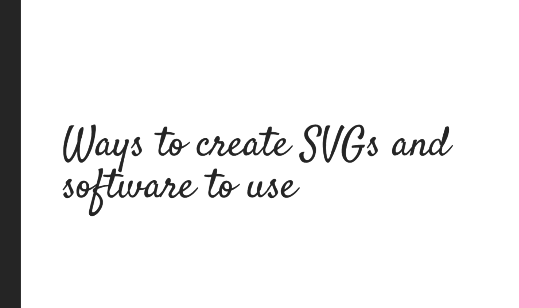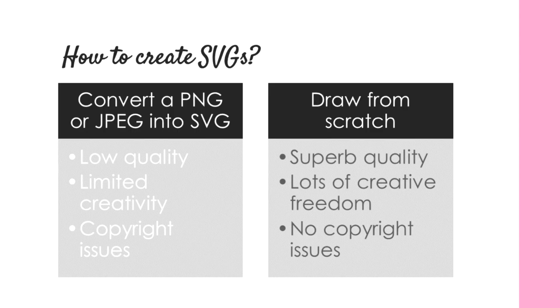Now let's look at the different ways you can create your own SVGs. There are two different ways to create your own SVGs. Number one is by converting an existing JPEG or PNG image into an SVG. This is a quick fix method and not very practical if you really want to use your creativity to its full potential, because you are limited by what the image has to offer.